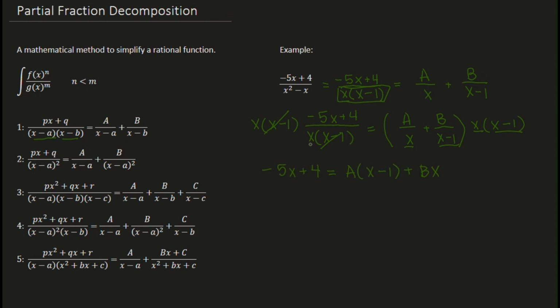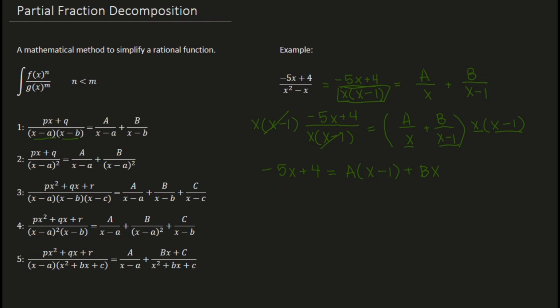This gives me the function negative 5x plus 4 equals a times x minus 1 plus bx. Once in this form, it's easy to see I have 2 unknowns, but 1 function. So how do I make this solvable? I do that by understanding that this is a function, and x has a value at any given point on this function. And so I will pick values along this function to allow me to manipulate it to cancel out certain variables to make it solvable.